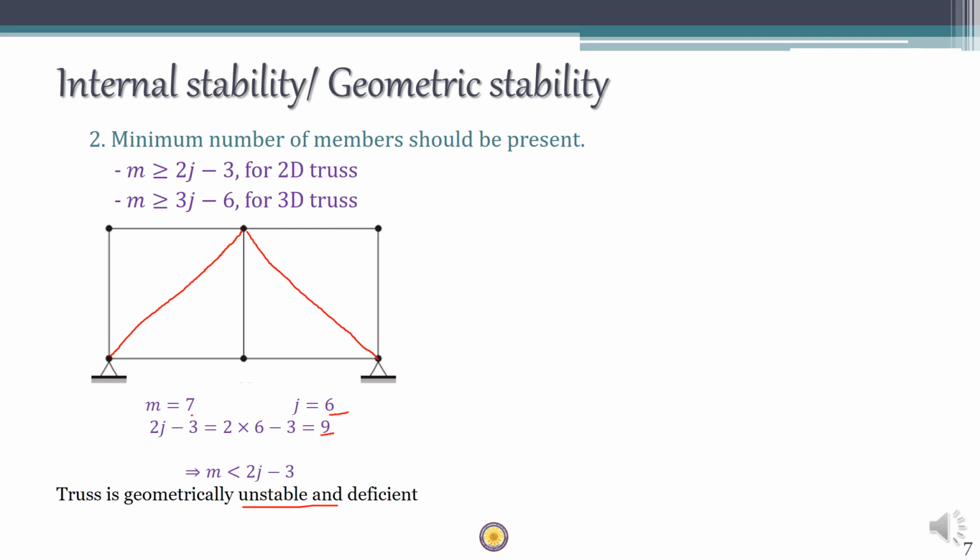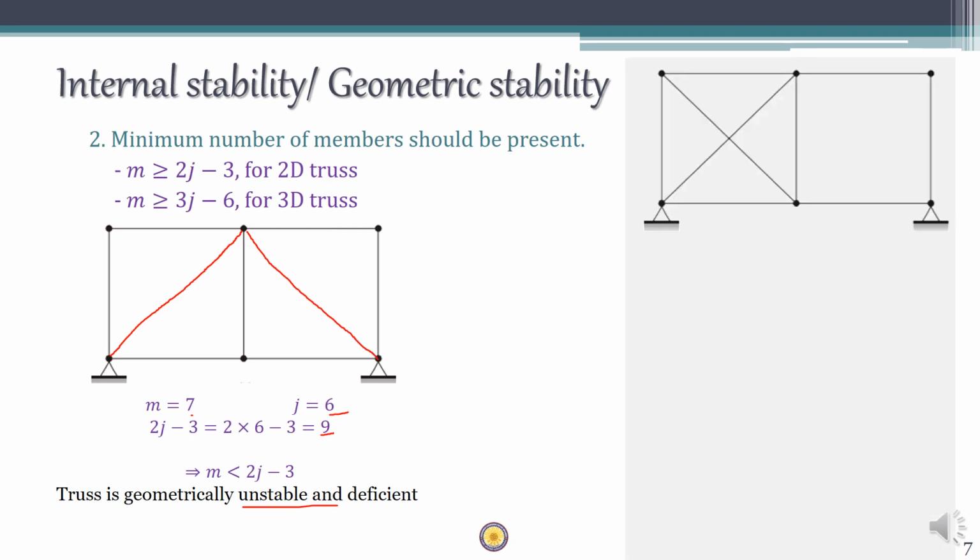With this background, let's see one more, similar example, but here it's a cross bracing and here there is no bracing. Here if you calculate the number of members, m is equal to 9 members, and j is equal to 6. Here if you calculate 2j minus 3, it is 9, and again the number of members is also 9, which means m is equal to 2j minus 3. So looking at this, it is a perfect truss. This should not be geometrically unstable.